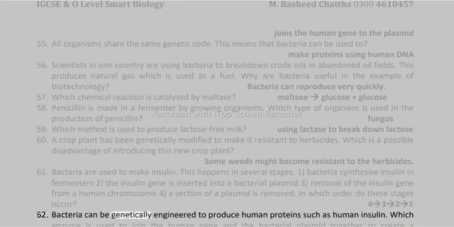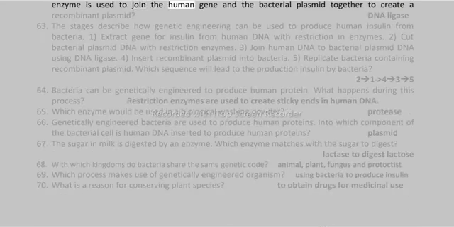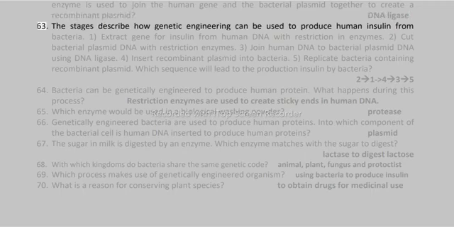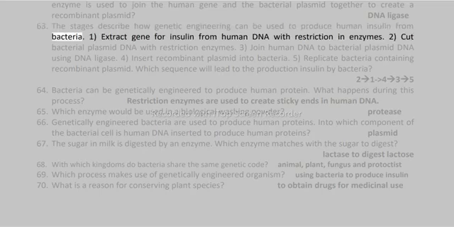62. Bacteria can be genetically engineered to produce human proteins such as human insulin. Which enzyme is used to join the human gene and the bacterial plasmid together to create a recombinant plasmid? DNA ligase. 63. The stages describe how genetic engineering can be used to produce human insulin from bacteria.